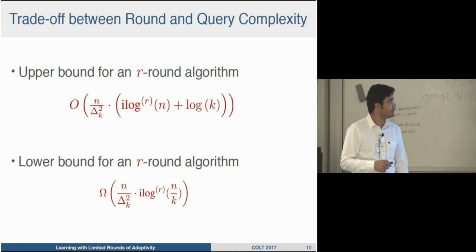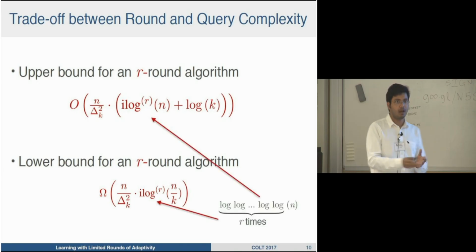We also answer this question of trade-off between round and query complexity and prove almost matching lower and upper bounds for any R round algorithm. The only factor that depends on R is this I log R term, which is just log taken R times.